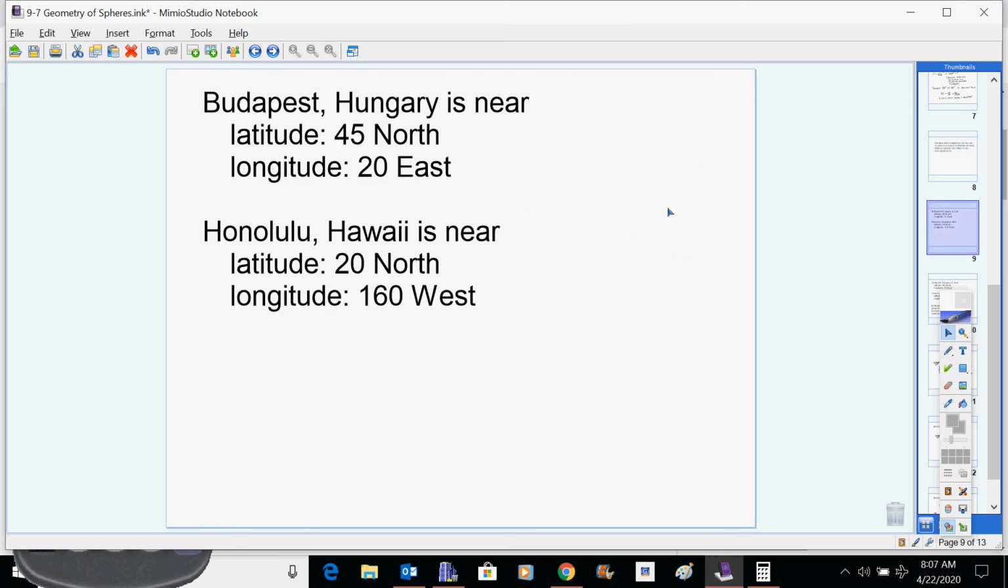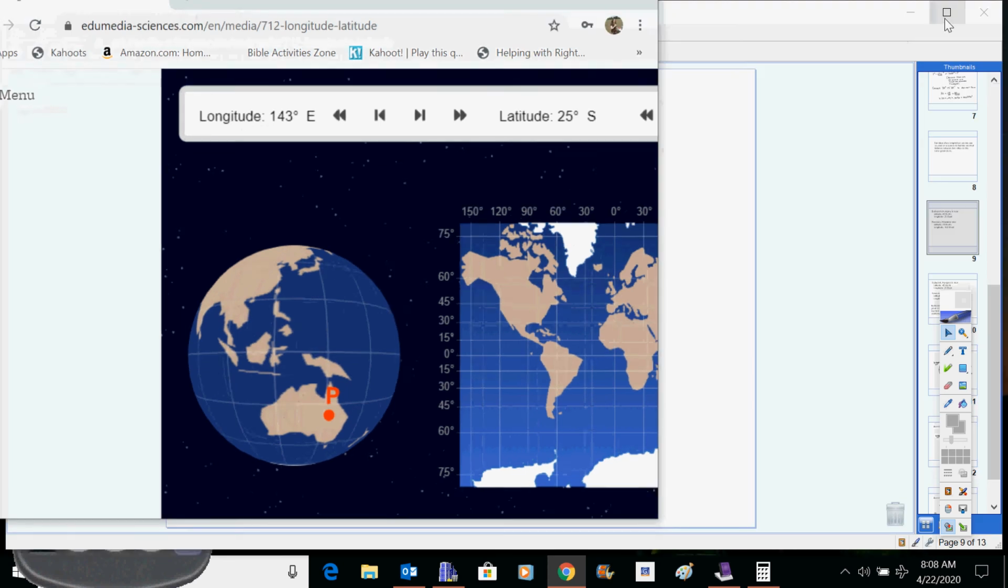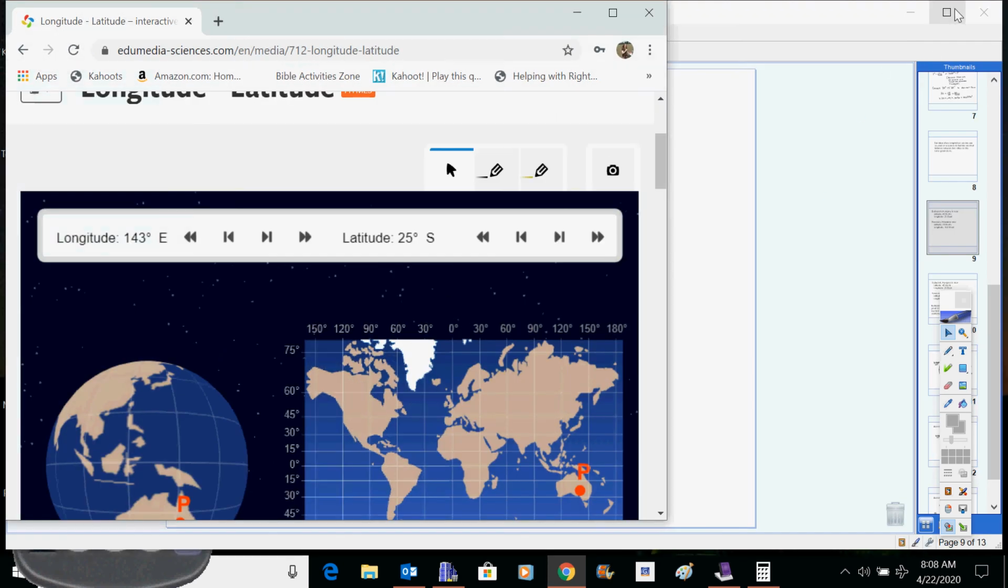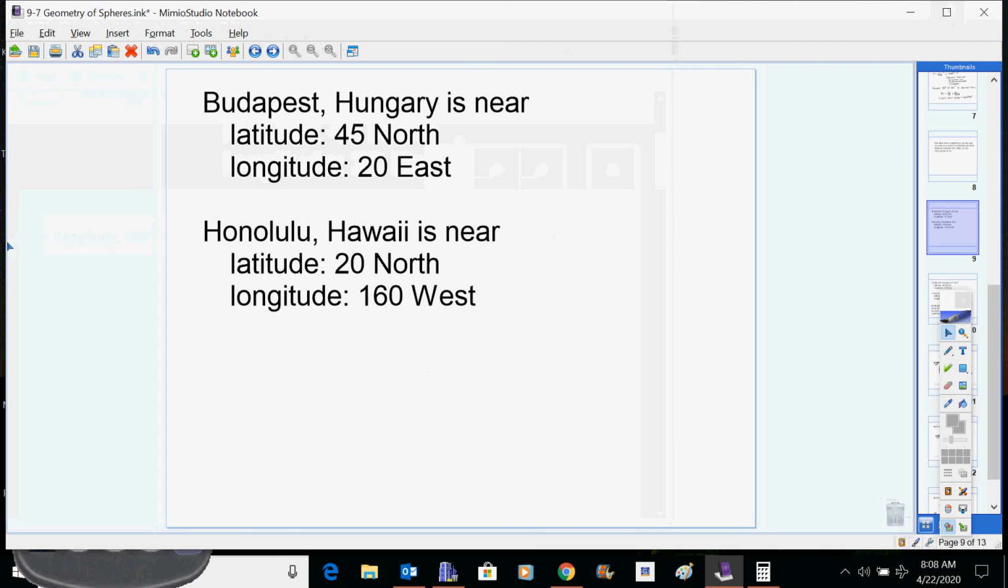So Budapest, Hungary is near 45 north latitude and 20 east longitude. Honolulu, Hawaii is near 20 north and 160 west. So I want to take a look at this. I want my information to be all near the same place so we can take a look at it together.